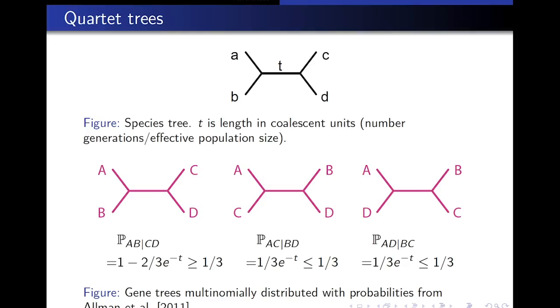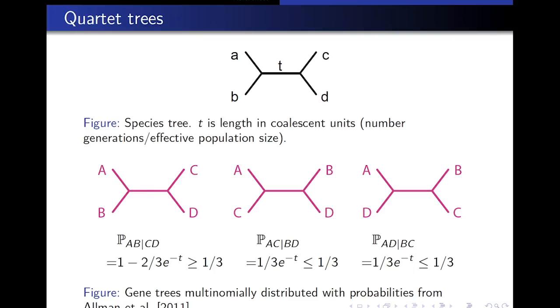We find that the gene tree topologies are multinomially distributed, with probabilities being simple functions of the single internal edge of the species tree, which is the edge labeled T. The gene tree topology concordant with the species tree topology has probability at least 1/3, and the other two topologies have equal probabilities no greater than 1/3.